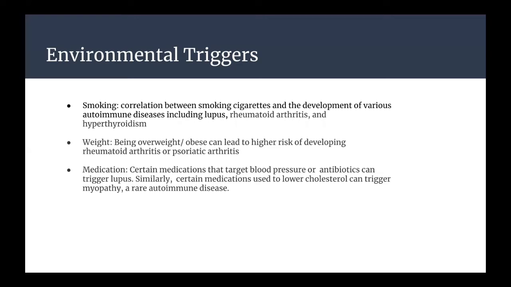Smoking. Studies have shown that there's a correlation between smoking and the development of various autoimmune diseases, including lupus, rheumatoid arthritis, hyperthyroidism, and multiple sclerosis. One reason why smoking is linked to autoimmune diseases is because studies have shown that it can trigger oxidative stress and may contribute to dysregulating DNA methylation and upregulating immune genes, which can therefore lead to autoreactivity.